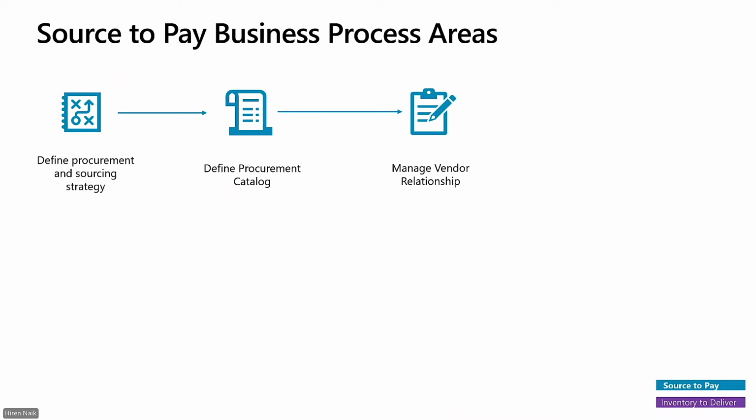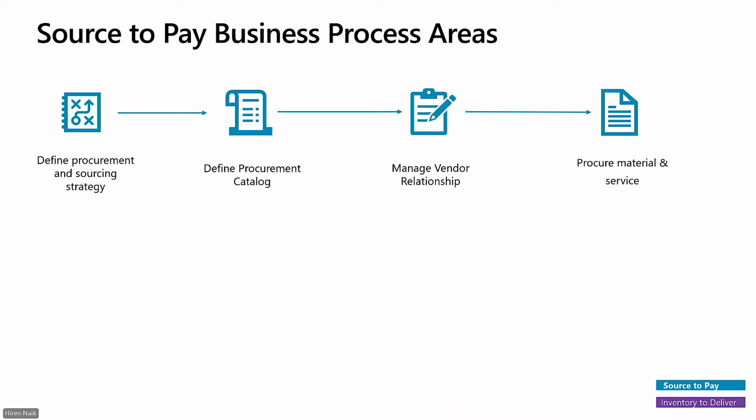Manage vendor relationships. This business process area involves managing vendor relationships by identifying and selecting qualified vendors and negotiating contracts. It also covers monitoring vendor performance and maintaining a positive relationship with vendors. There are processes for creating vendor records either manually or through the application process for a vendor through an external vendor collaboration portal.